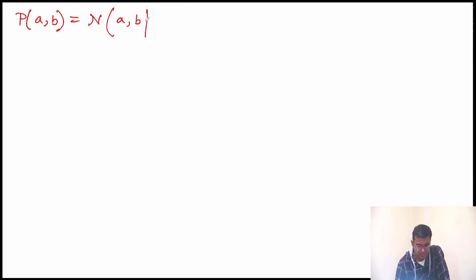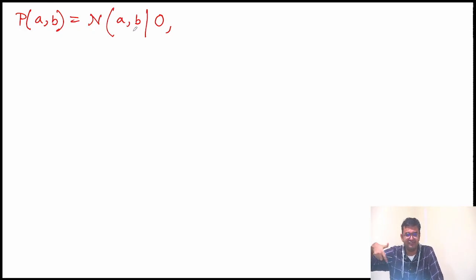So the probability of A comma B is a Gaussian of A comma B with mean 0 and covariance, some name I have to give. I will not work with covariance, because that will make my life difficult: I have to invert it, and a generic matrix I will not be able to invert. So I will work with what? Precision. What is precision? The inverse of the covariance matrix.